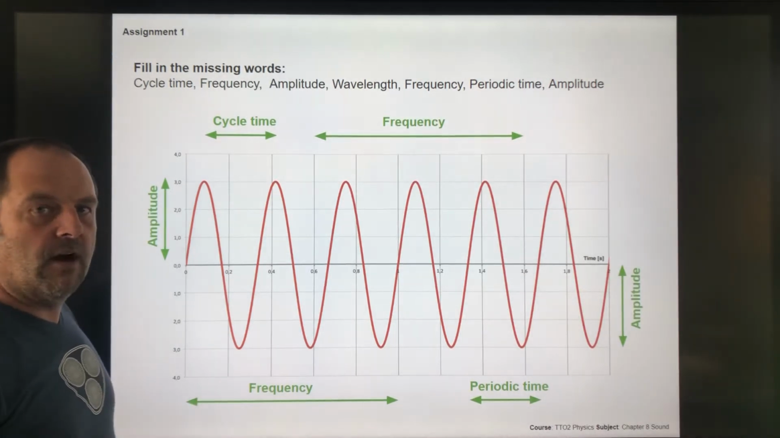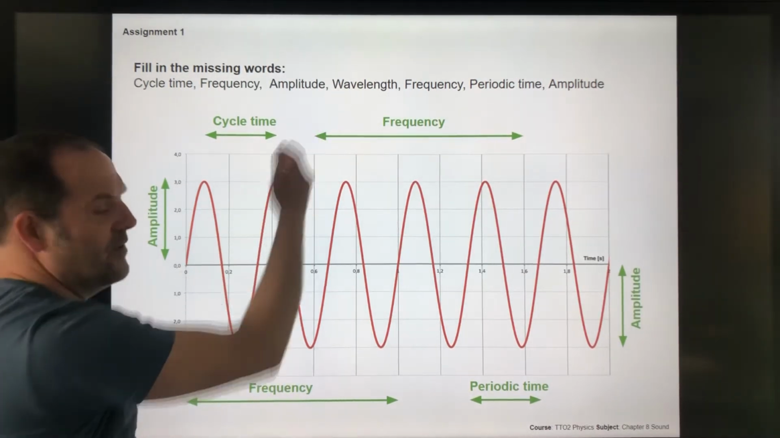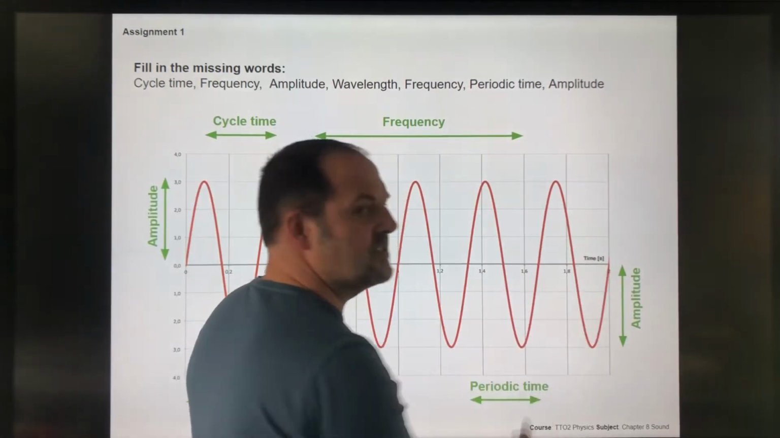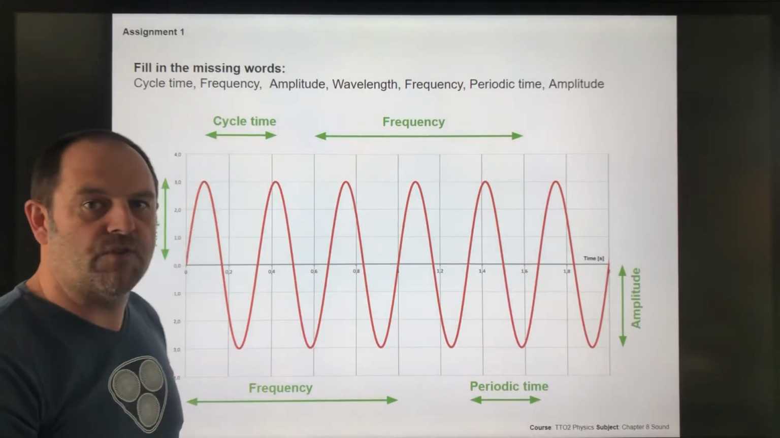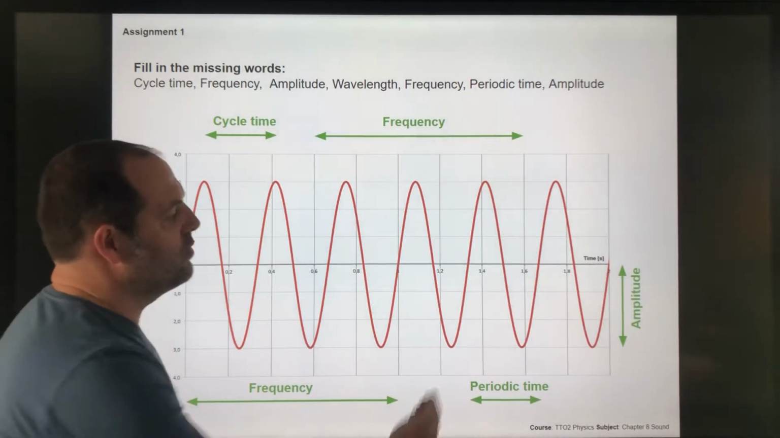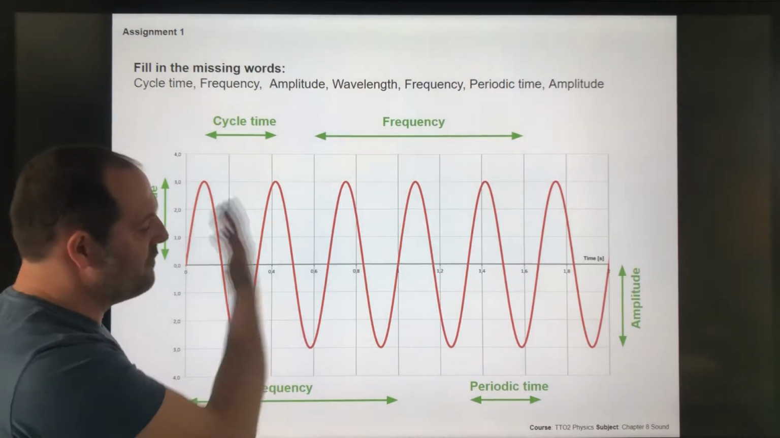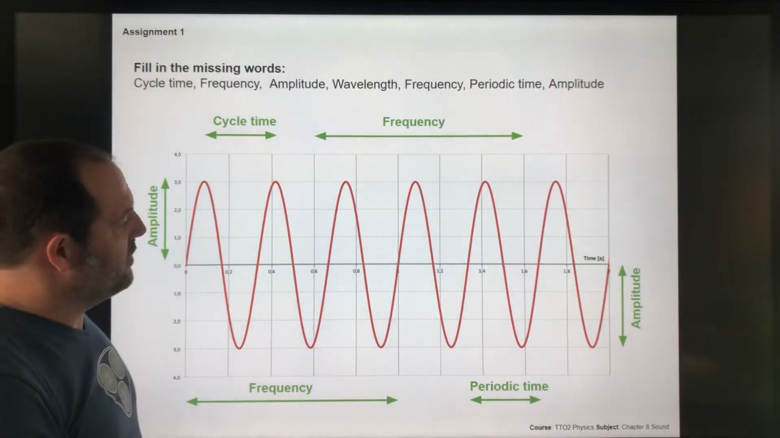And why did I write down cycle time instead of, for instance, wavelength? Well, you always need to take a look at the axis. Over here there is time given, so we're actually talking about cycle time and frequency. If there was length given over here, then we should talk about wavelength. So that's why wavelength is not in this figure now.